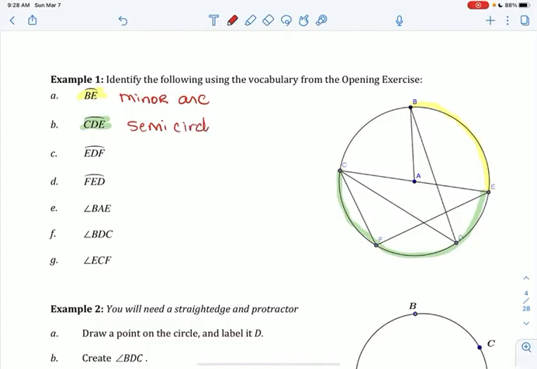I know it's half a circle because CE is a diameter. It goes through the center. So that's how I know that's a half a circle.